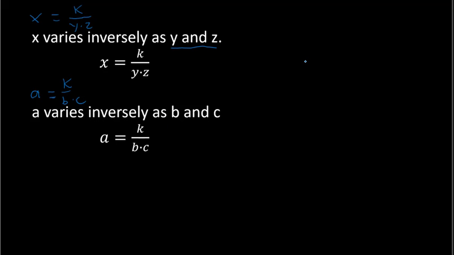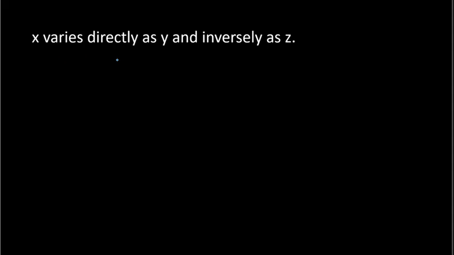So again, if it is directly proportional, you'd have k times something, and if it's inversely proportional, we have k divided by something. So combining both the concepts of direct and inverse proportionality, we have an example here, where x varies directly as y and inversely as z. So in the same problem, we have two different variables, one of which is directly proportional, the other of which is inversely proportional.